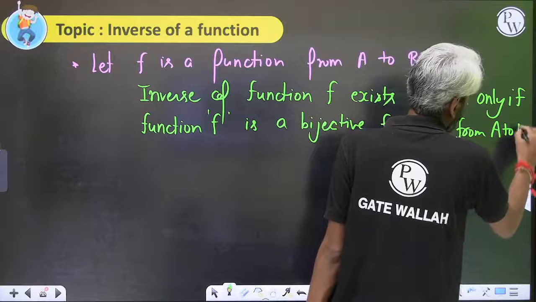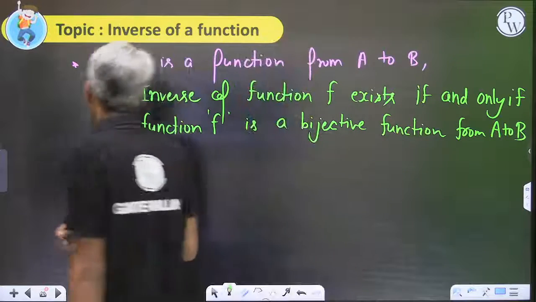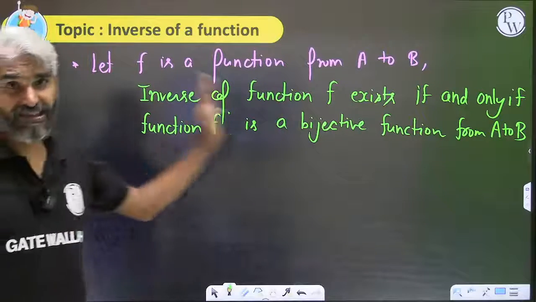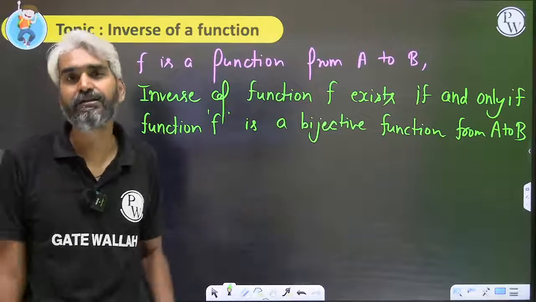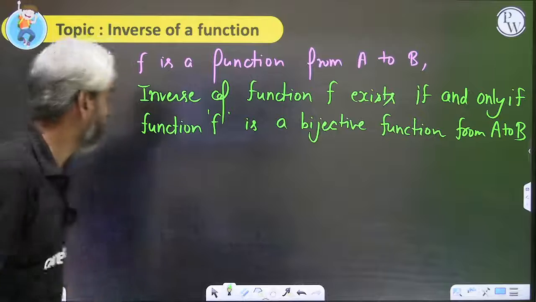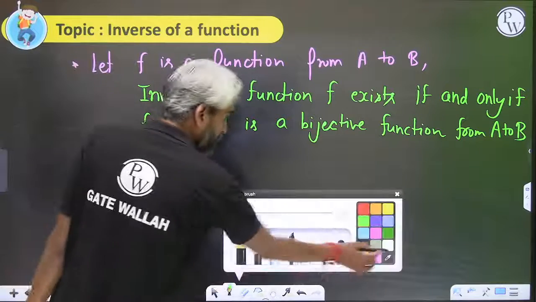So what does it mean, if and only if? If the function is a bijective function, then an inverse will exist for that function. If an inverse exists for the function, then it is guaranteed that it was a bijection. Clear? Now, please try to understand what happens.